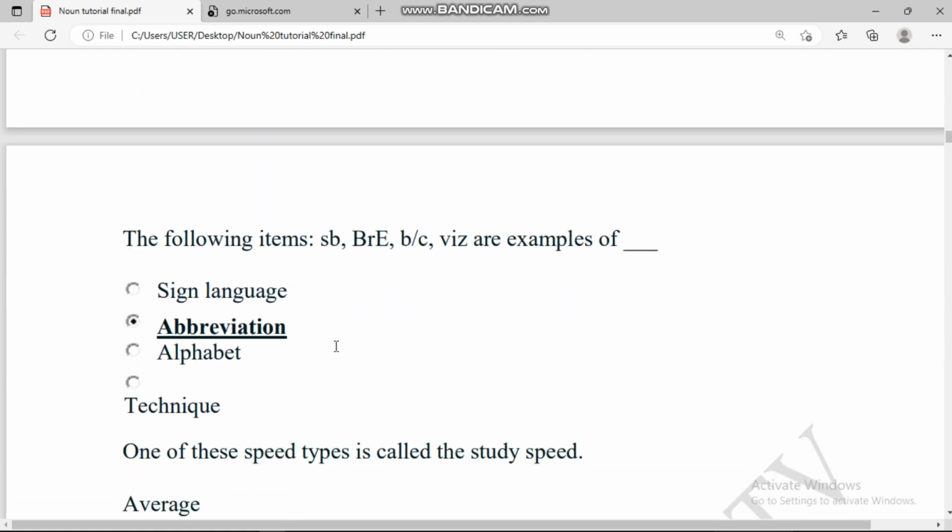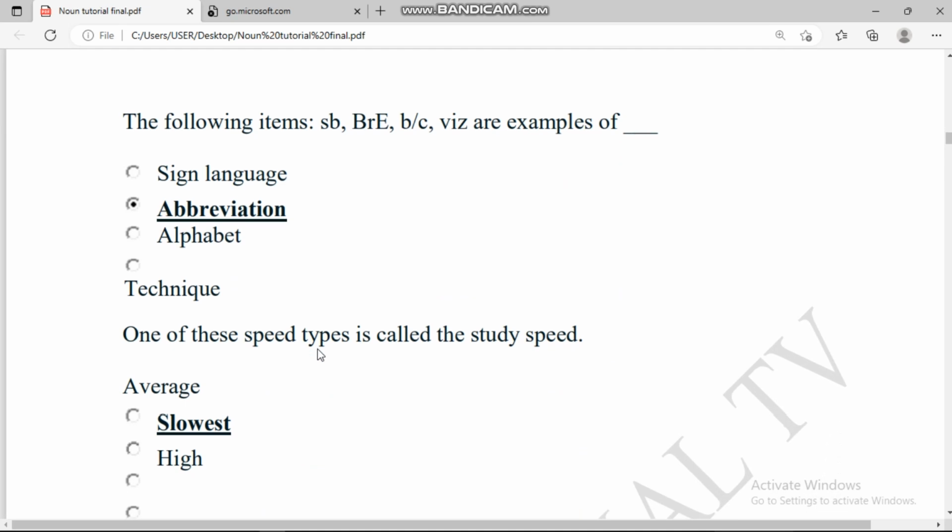The following items: SB, VRE, B/C, VIZ are examples of abbreviations. There are abbreviations in GST101, so take note of them. You might come across them in TMA or exams. Take note of them, write them.